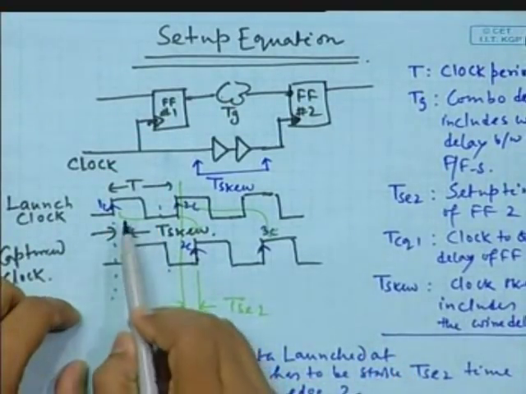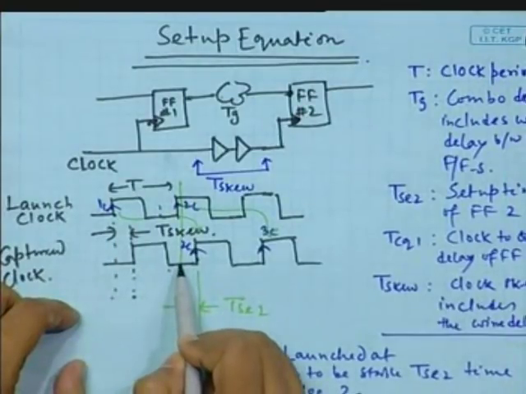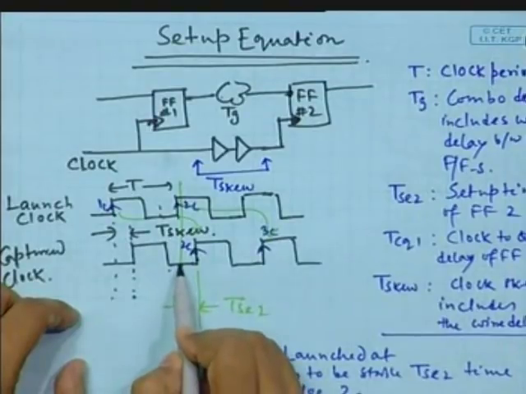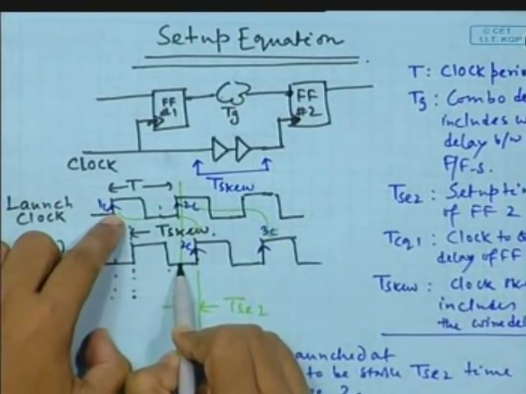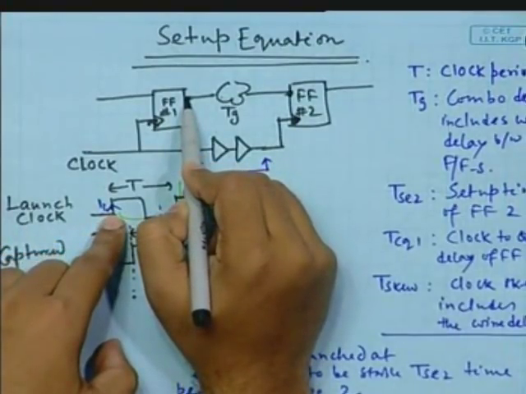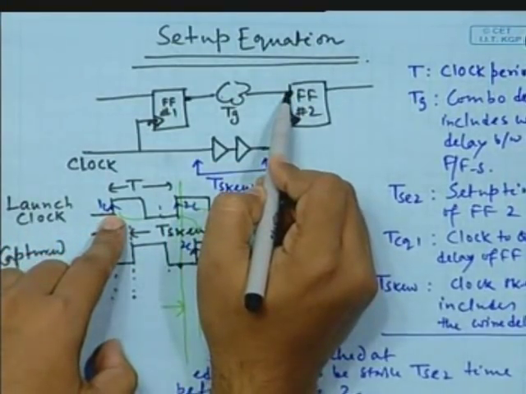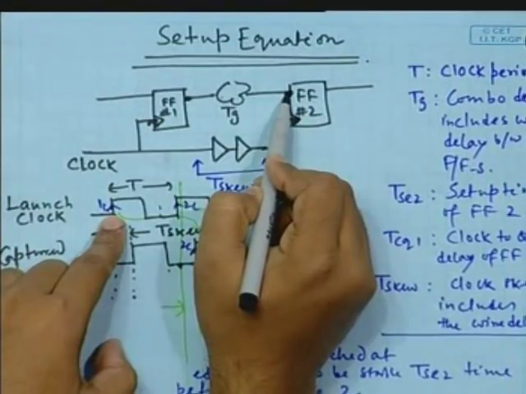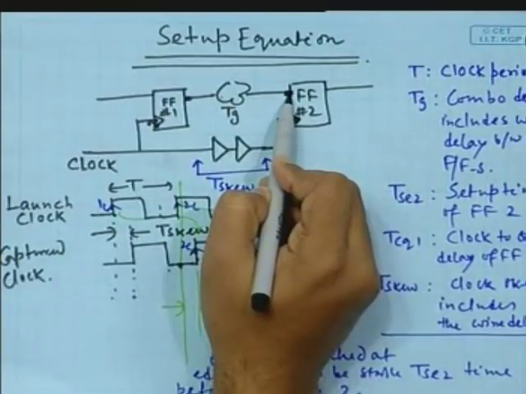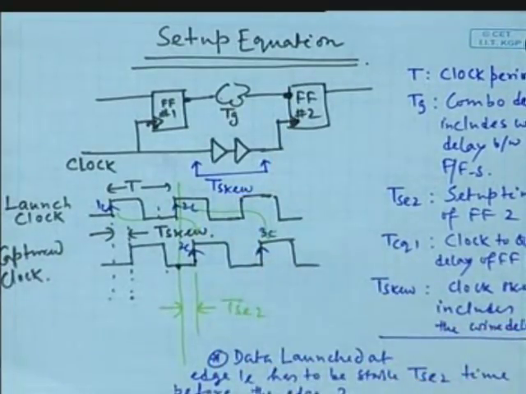So the data which is thrown from here has to reach before this. This is the T setup 2, okay? Before this. So the data has been launched here. It will propagate by T clock-to-Q delay. It comes here, right? And it goes here by TG time, another TG time. Clear? So the total delay from here to here is how much? TCQ1 plus TG, right?